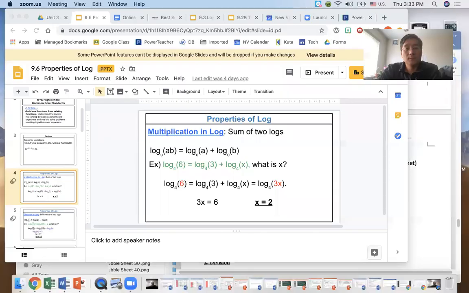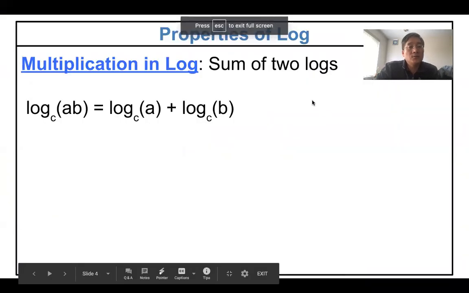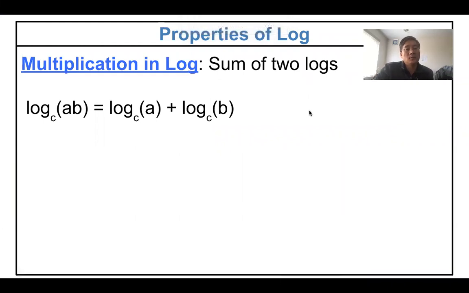So let's go to the slide. So we are going to learn three properties. First is the multiplication in log. Second is division in log. And then the last is exponent in log.